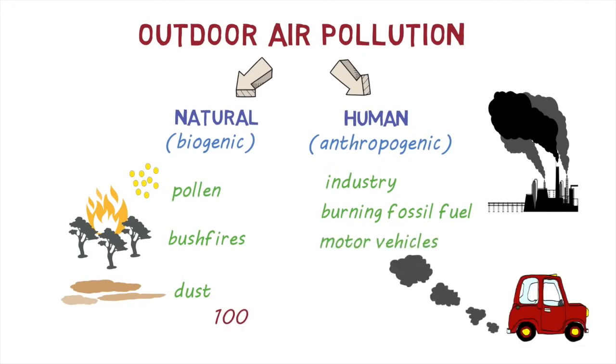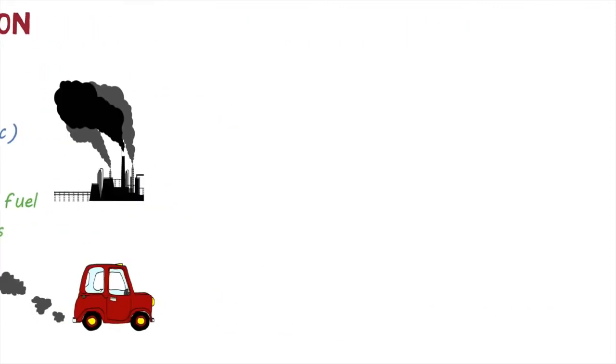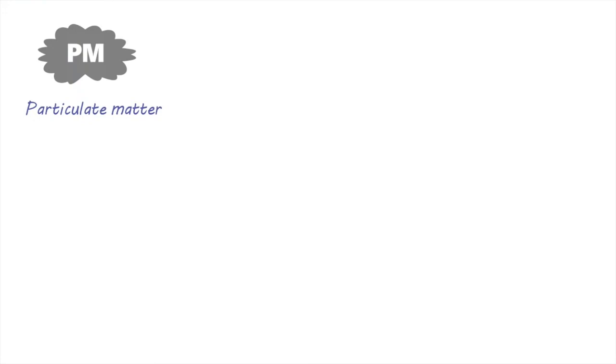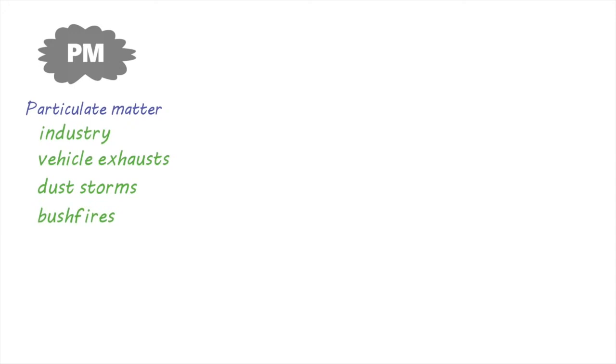There are hundreds of different types of air pollutants. Let's take a quick look at a few important ones. Particulate matter is a complex mixture of small particles and liquid droplets that are mainly from industry or motor vehicle exhausts. Dust storms or bushfires can also generate large amounts of PM.